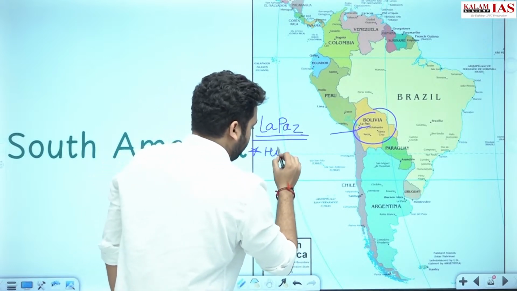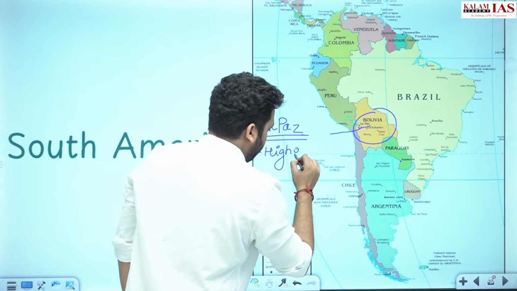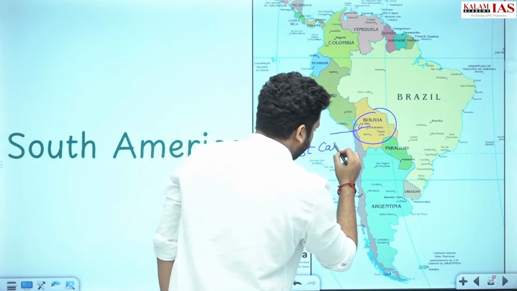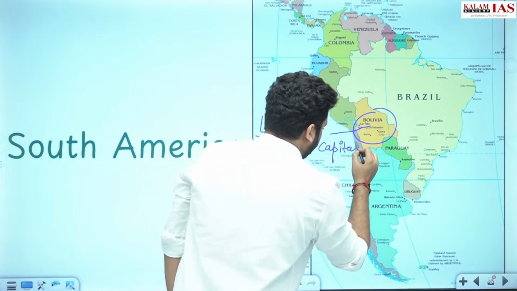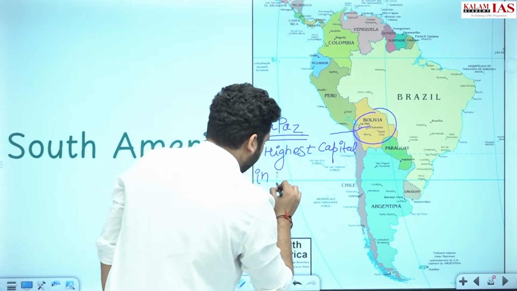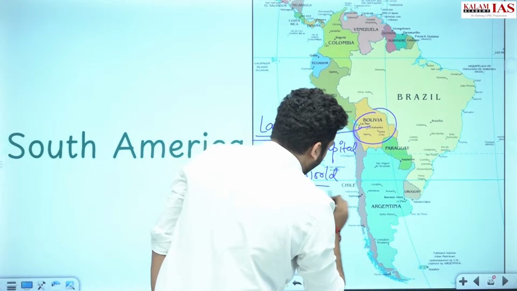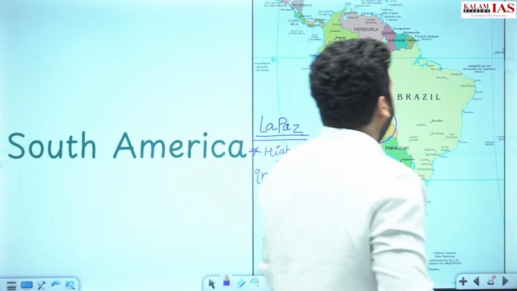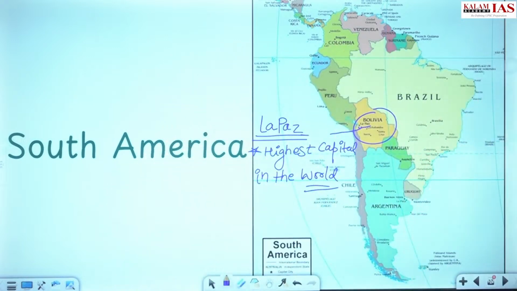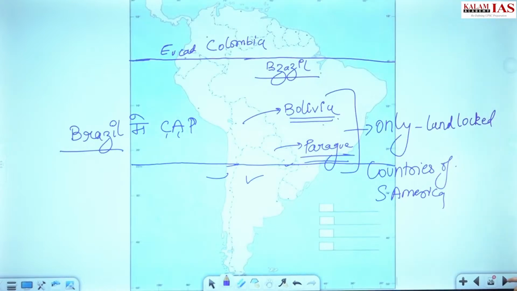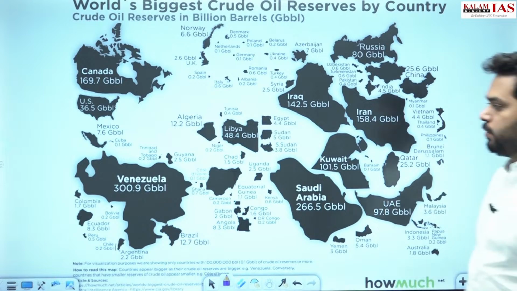It is the highest capital in the world. Now let's do some political entries.